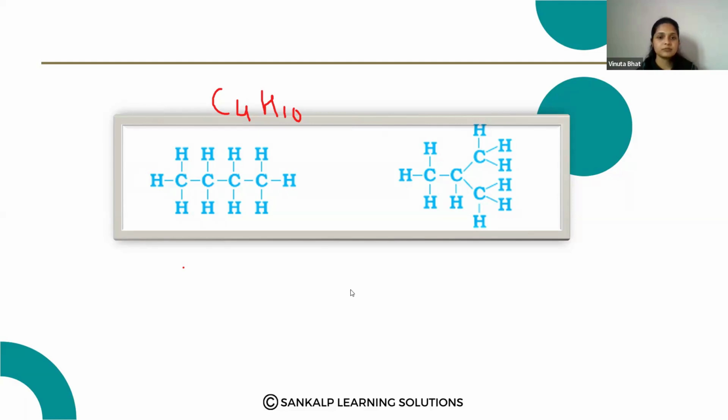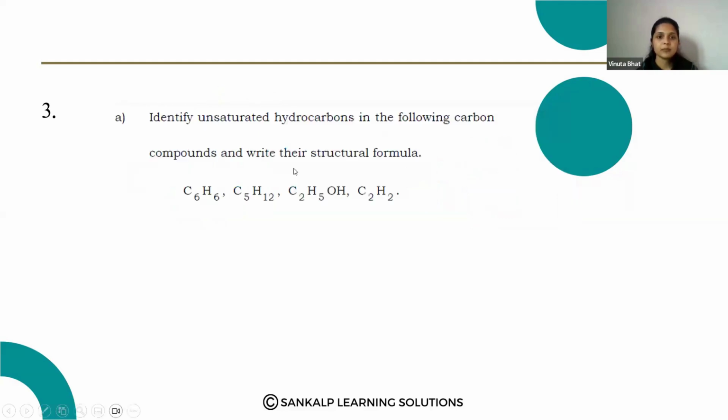Next question. Identify the unsaturated hydrocarbons in the following carbon compounds and write their structural formula. Here, unsaturated hydrocarbons means those having a double bond. C6H6 is the formula of benzene, which is having the double bond, so that is also an unsaturated hydrocarbon.